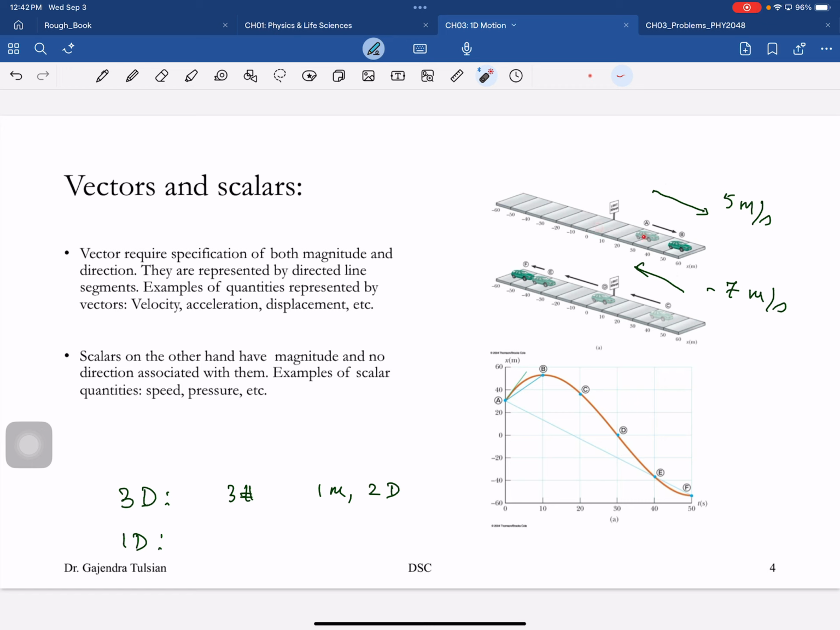And as the object moves, time is flowing. So this is plotting the x coordinate as a function of time. At 10 seconds, it was at 50 meters. At 20 seconds, it was at 35 meters. At 30 seconds, it was at the origin, and so on. The slope of this line is giving you the average velocity between 0 and 10 seconds. The average velocity between 0 and 50 seconds is the slope of that line.